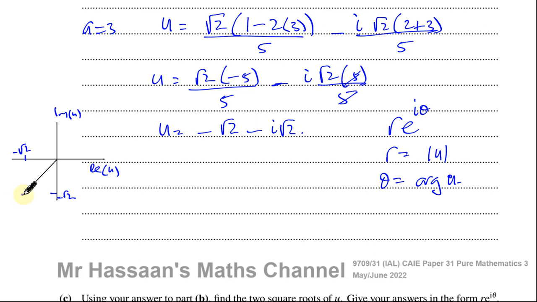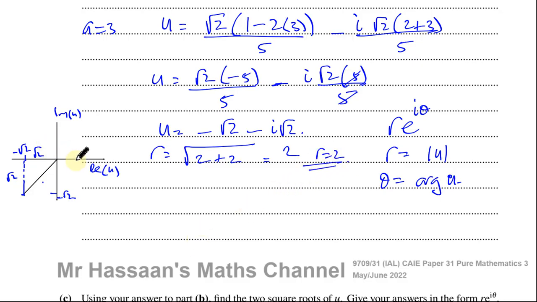Okay, and you can see here that we have to express it in terms of r and theta. So first of all, this length is root 2, this length is also root 2. So we can say that r is equal to the square root of root 2 squared plus root 2 squared, which is square root of 4, which is 2. So r is equal to 2. Okay, so we got r equals 2. That's one thing. Now we want to find theta.